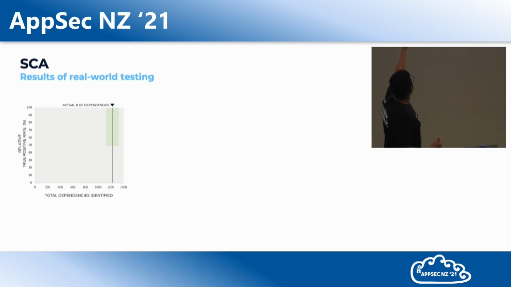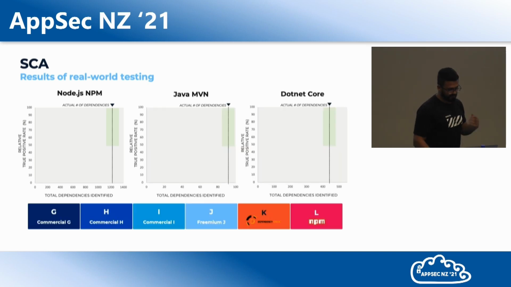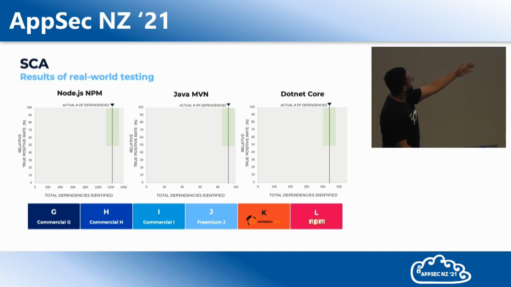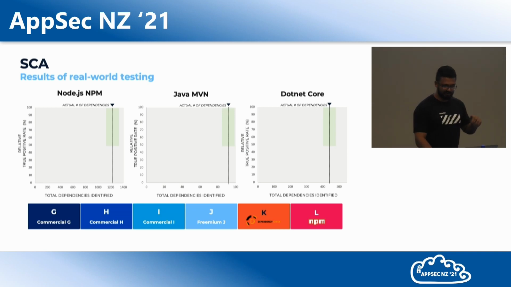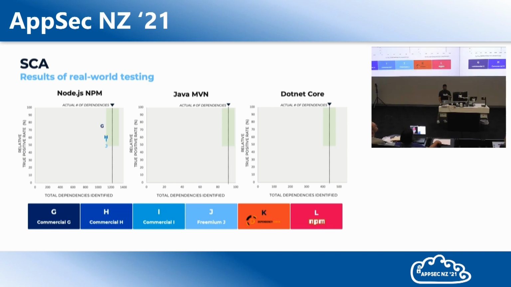And then across the top, we have the relative true positive rate. Similar to SAST, we stacked all the vulnerabilities it found, how many different packages it identified had vulnerabilities, and we did a bit of calculation to figure it out. This time, we have 3 of these charts. We have NPM, Java, and a .NET Core app. So let's take a look at what happened.